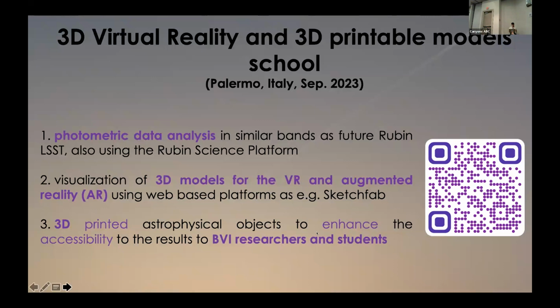And the steps are to start from the exploration of photometric light curves, to reproduce the 3D models, both for virtual reality and augmented reality, and to develop 3D renderings that can be printed.